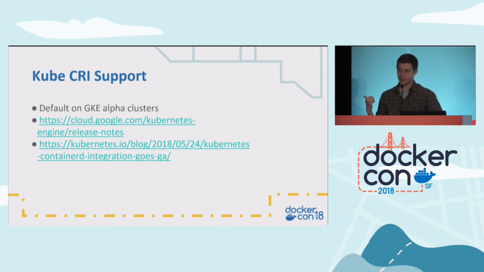Along with that, just this week, Google Cloud announced that Containerd is the default on GKE alpha clusters. And you can read the blog post I linked here, and then the initial blog post from when we finished the CRI Containerd work around a month ago, I guess. That goes into detail on how our CRI implementation works within Containerd.